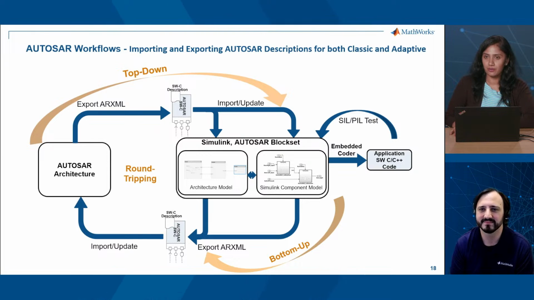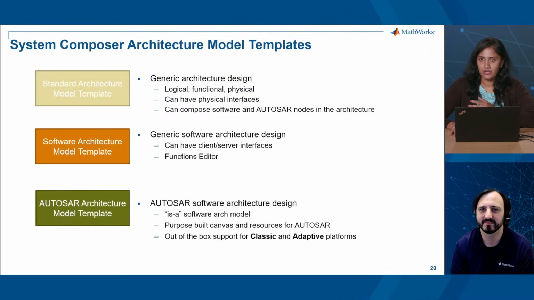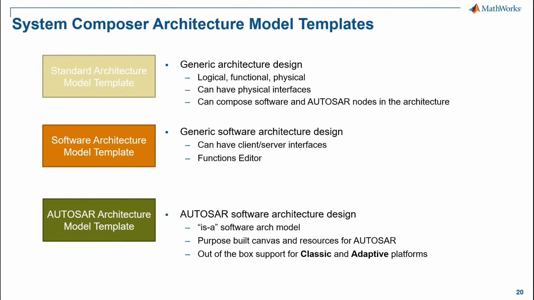All right, moving on. So the first question, and oftentimes I get asked, is which one of these architecture model templates should I use for AUTOSAR workflows? By the way, this is the Simulink start page. This is where you will get this question. So we support 3 templates. The first one is the generic architecture design template. That's mainly for the logical, functional, and physical templates, where you can compose software and AUTOSAR nodes in this level of architecture.